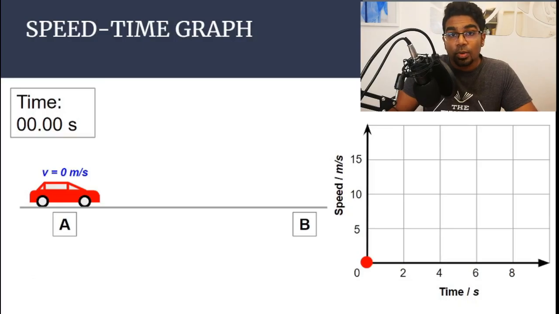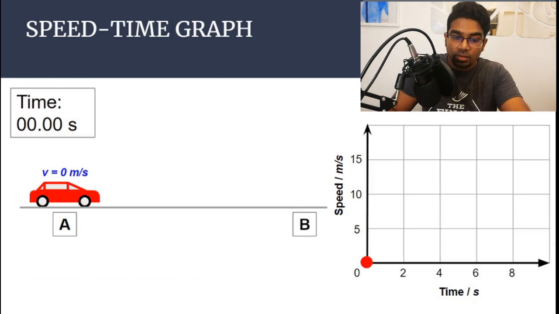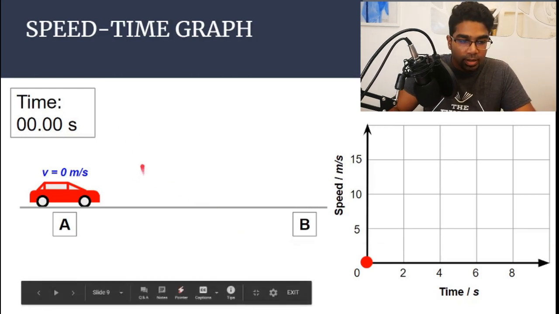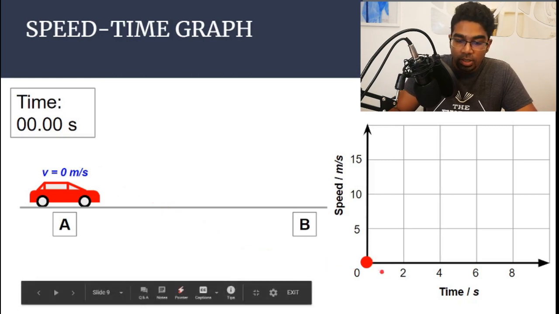So let's look at how to plot the graph. Now normally we plot the graph directly from our table. But here I just want you to compare the motion of the car directly with the graph. So again, at the beginning, at 0 seconds, the car is not moving, so the speed is 0. And so we plot the first point. At 0 seconds, the speed is 0.